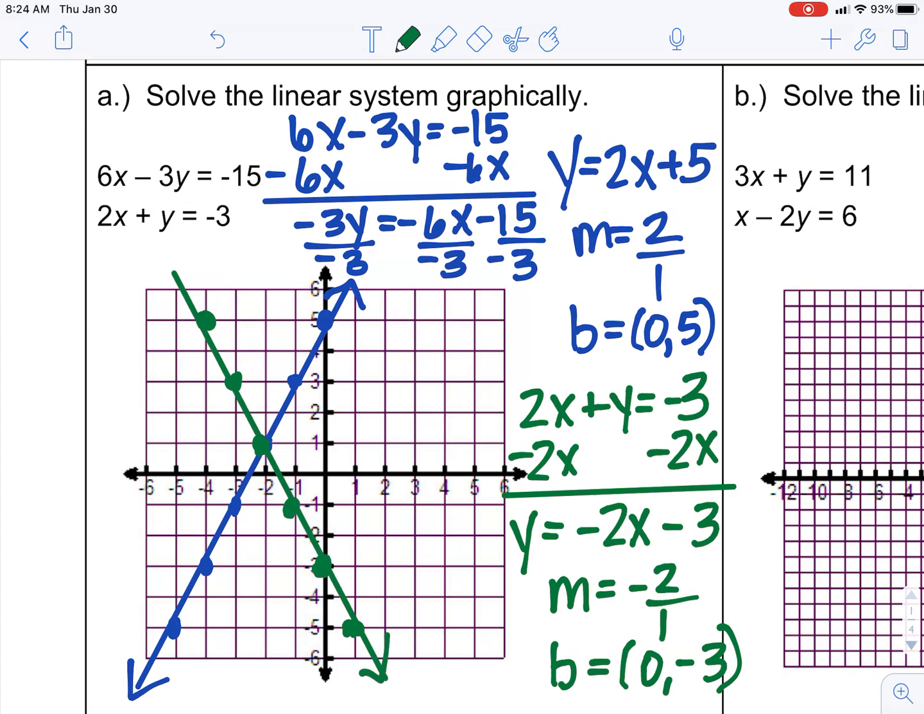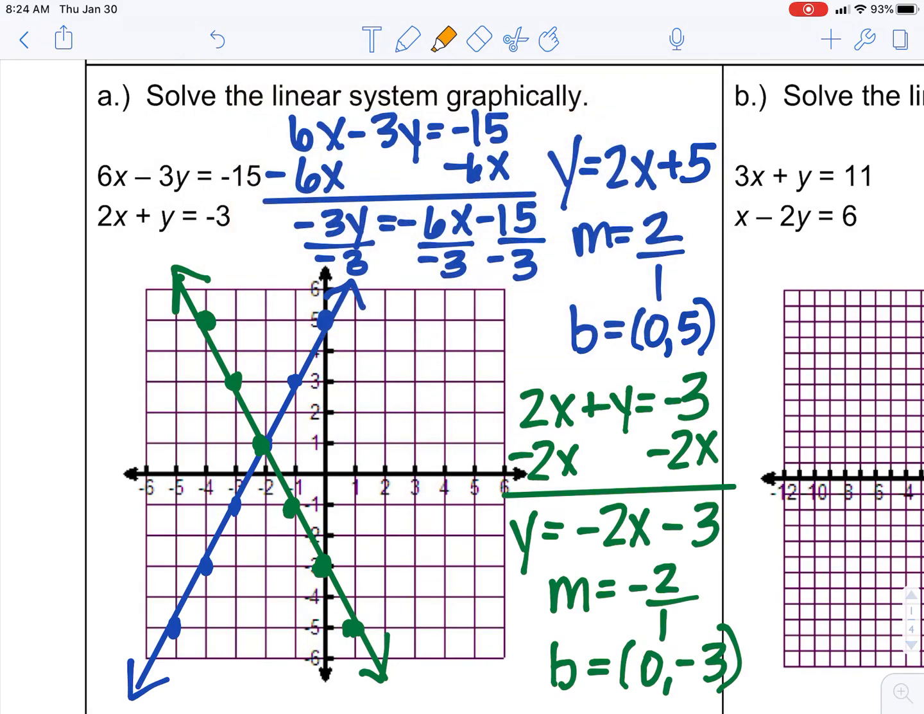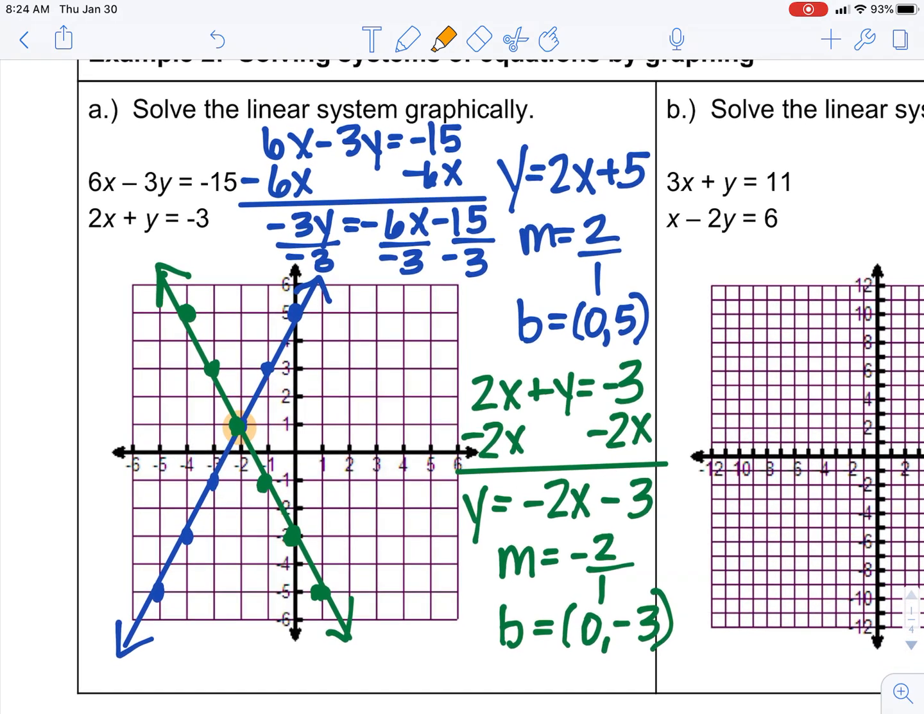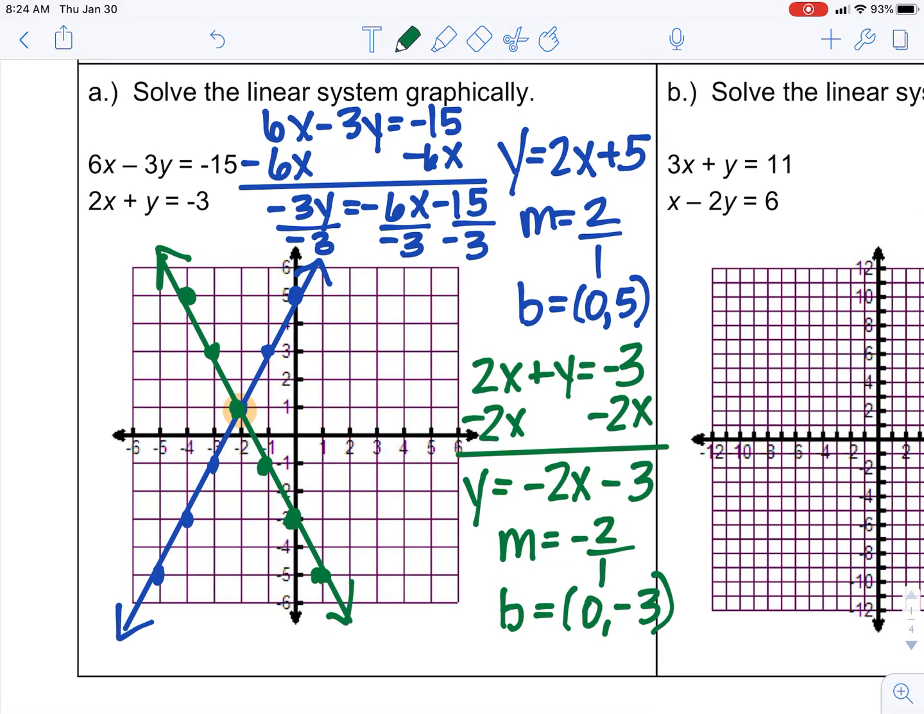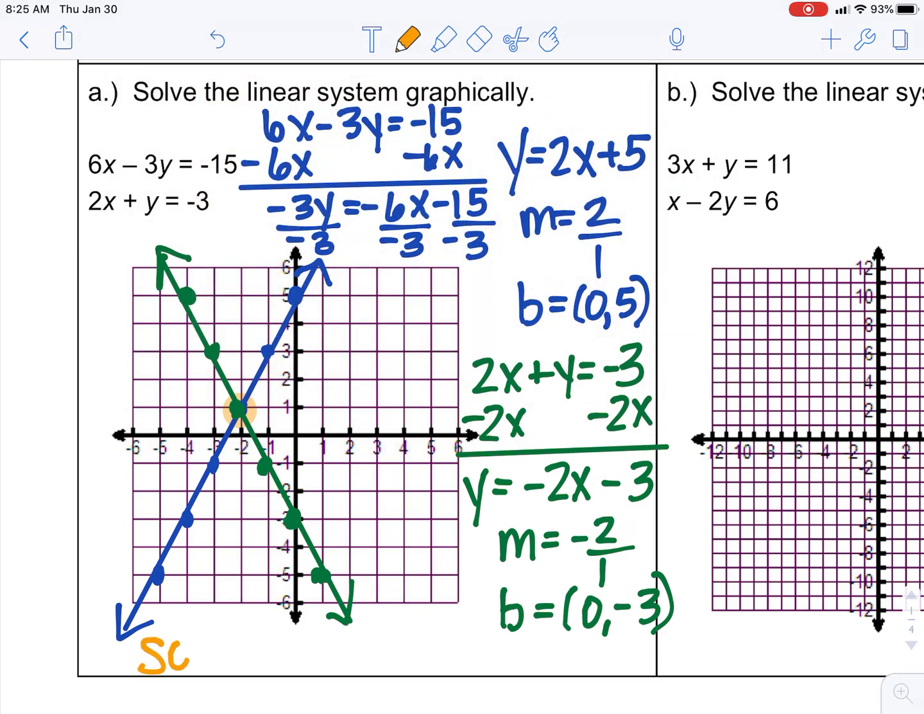I connect my points with a line, and the first thing that you spot is that you have two lines that cross at one coordinate point. A solution to a system of linear equations is exactly that coordinate point where they meet. So the solution to this system is negative 2, x value first, positive 1.